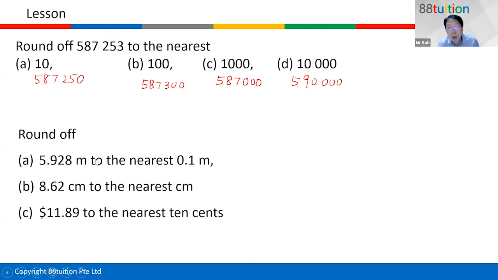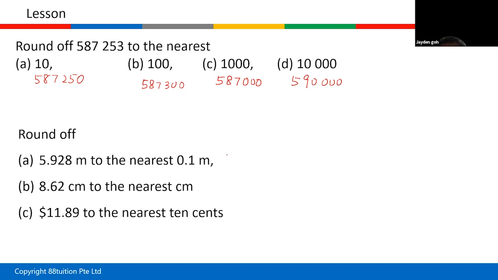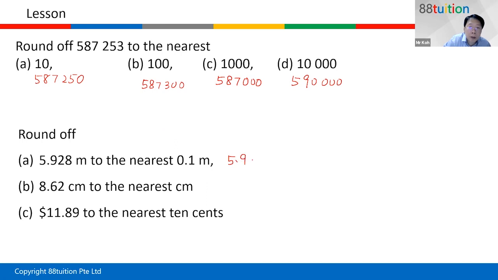So now I have A, B, C here. Okay, so maybe Jaden, you will tell me what's the answer for A. Yuanjia, you tell me the answer for B. All right. Okay, Jaden, you tell me what's the answer for A. 5.9, right? 5.9, all right. So 5.9 meters. Okay. All right, now it's Yuanjia's turn. How about B? The nearest centimeter is 9 cm. Okay, nearest centimeter is 9 centimeter.